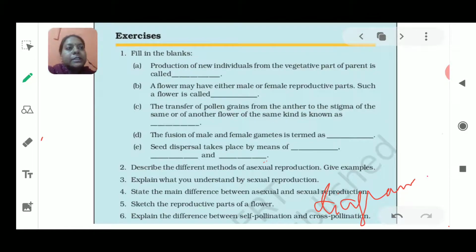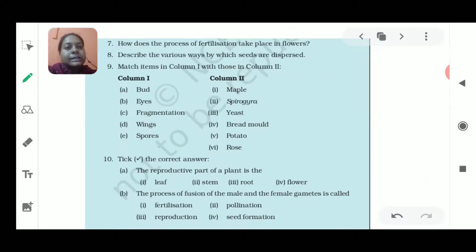Next you will go on to the next question: how does fertilization take place in the flower? First of all you will define that. So what is it? It is the fusion of male and female gametes. The male gamete comes from the anther, which is present in the stamen, and the female gamete is present in the ovule, which is present inside the ovary. We need to discuss this in more detail, so it should be included in detail.